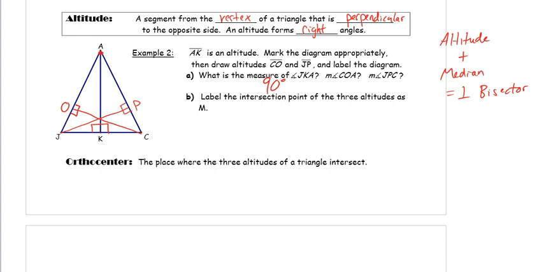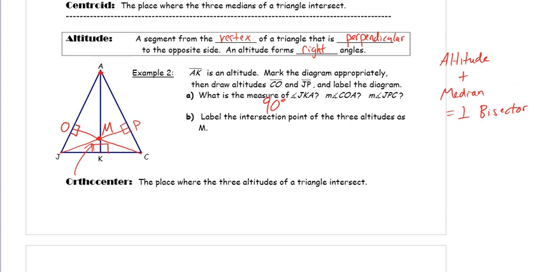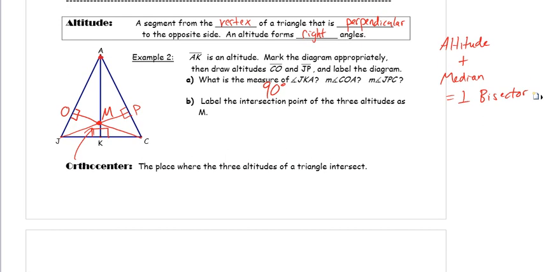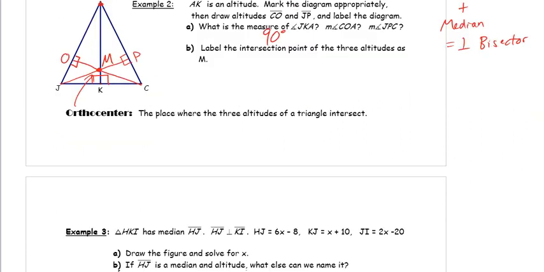Label the intersection of the three altitudes as M, so we're going to call this M, and that's called the orthocenter. So that point there is called the orthocenter. So now you have orthocenter, centroid, circumcenter, incenter. So you have four different things where different altitudes, medians, angle bisectors, perpendicular bisectors meet. Just things that you want to be aware of, you want to make sure you know for a quiz or a test. So that's an altitude.